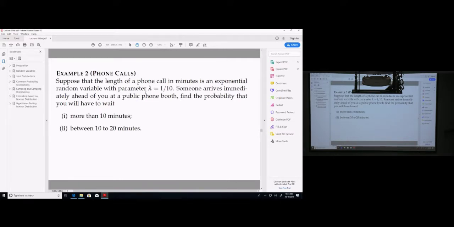Okay, now we're addressing this. Suppose that the length of a phone call in 10 minutes is an exponential random variable with parameter lambda equal to 1/10. That basically means within one time unit, you have 10 phone calls. All right. Someone arrives immediately ahead of you at a public phone booth. Find the probability that you have to wait more than 10 minutes, between 10 to 20 minutes. So this problem does not have any appeal to you anymore. I mean, everyone has your own phone.